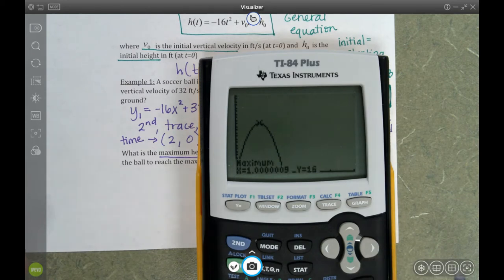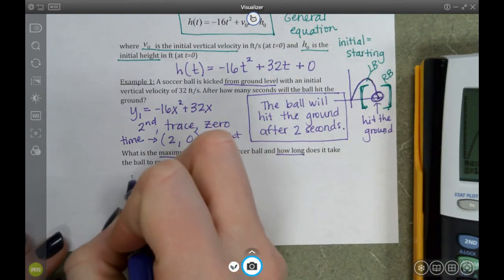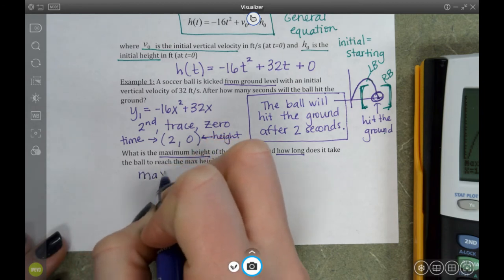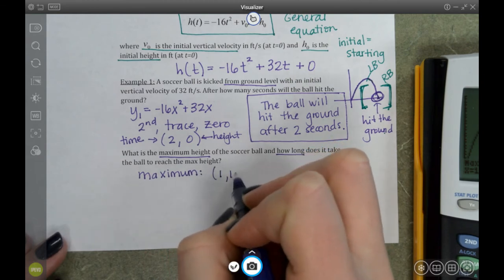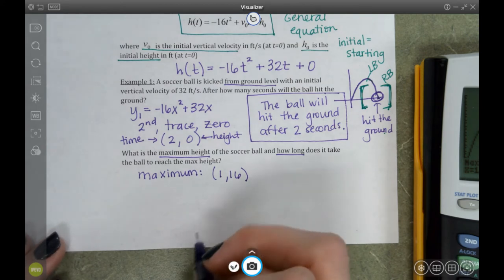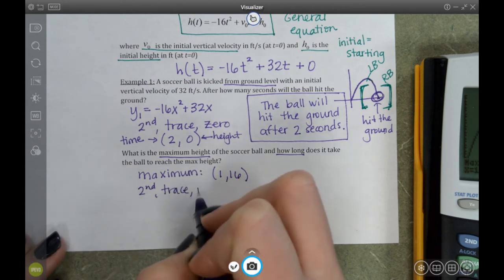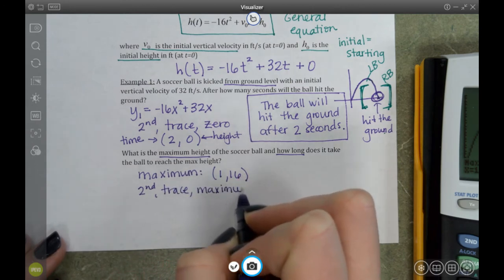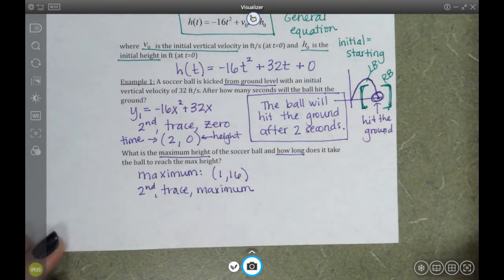So hit enter again. My maximum is at the point 1, 16. So I found the max. If you're not good at remembering calculator steps, it's second, trace, maximum. So my maximum is the point (1, 16).